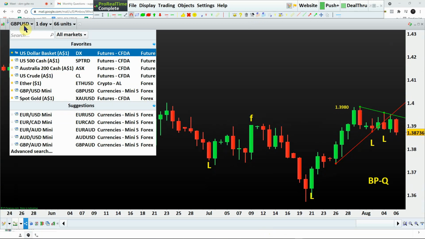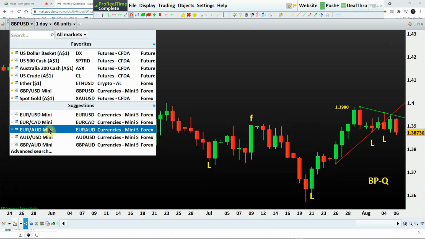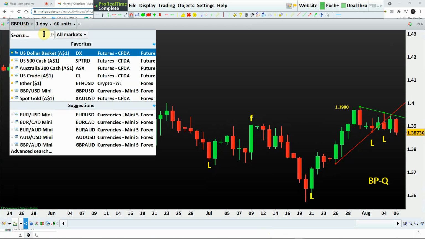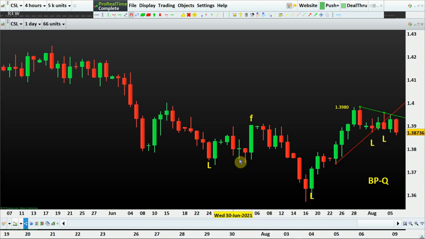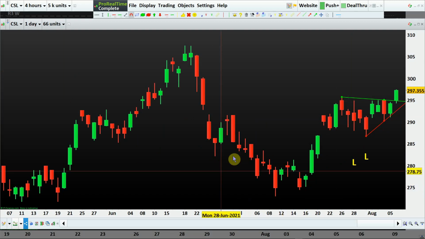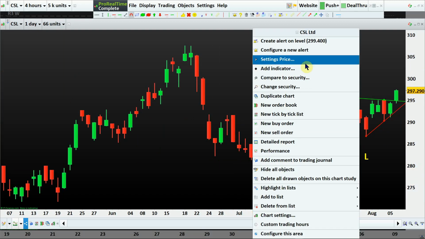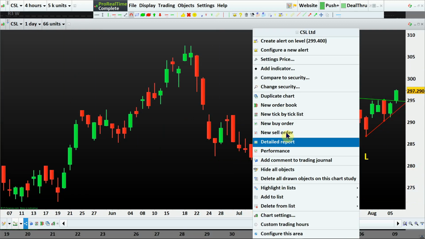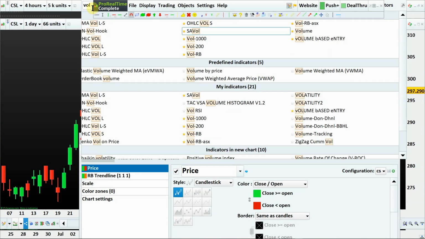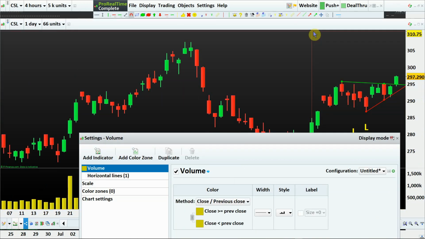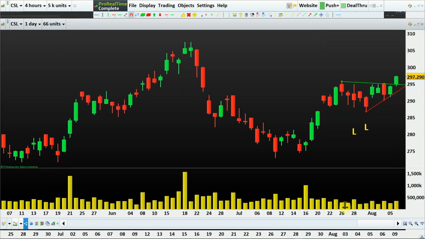But if I go to an exchange related instrument, for example CSL, which is on the Australian Stock Exchange, which is overall responsible for that, and then I go to add indicator and use volume, then you would have a relatively good representation, because it is being controlled by an exchange.